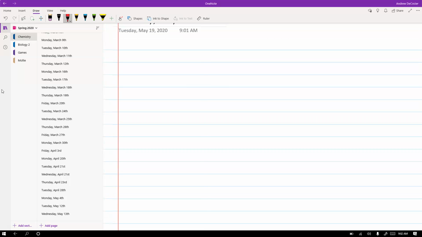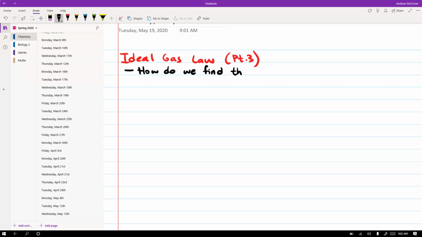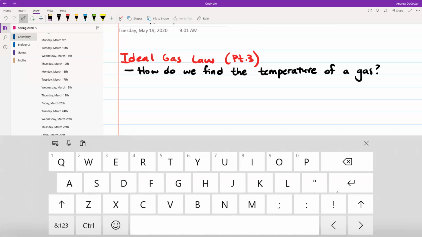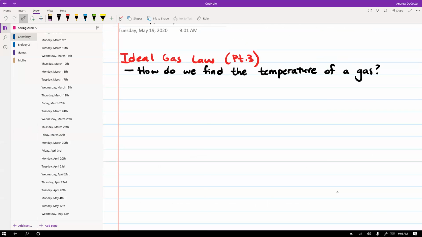So we're still working on the ideal gas law, and this would be considered like part 3 of these notes. So ideal gas law part 3, write that down in your notebook. And today we're going to answer the question, how do we find the temperature of a gas? So if the number of moles is given to you and if the pressure is given to you, then how do you find the temperature, right? That would be the missing piece.